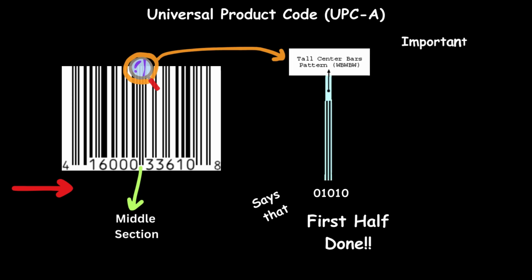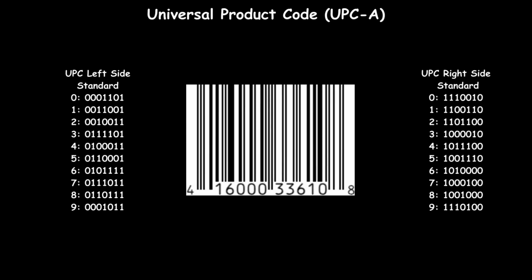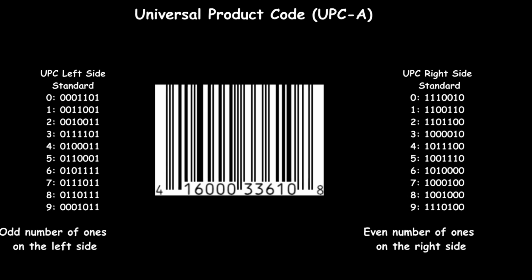This is important because the right side uses different sequences of binary bits to represent digits than the left side. The number of ones in a sequence is always even on the right side, whereas it is uneven on the left side. This way, the barcode scanner can detect if it is scanning the code upside down.